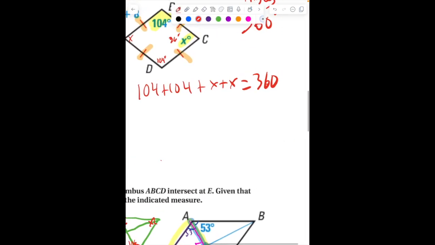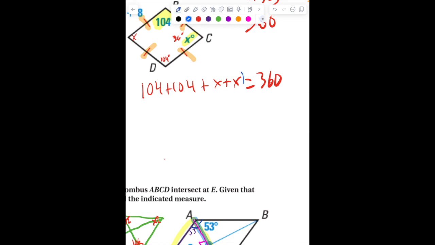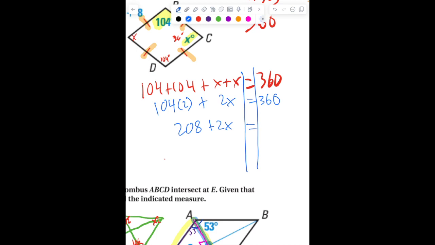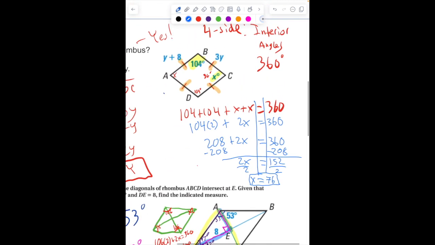Once I have my equation set up, I'm going to look at combining like terms. I see that I've got x plus x, which I'm going to call 2x. And this is 104 plus 104, which is the same thing as multiplying by 2. So that gives me 208 plus 2x equals 360. I'm going to subtract 208 on both sides, so I'm just left with 2x equals 152. And then to get x all by itself, x equals 76. x equals 76.